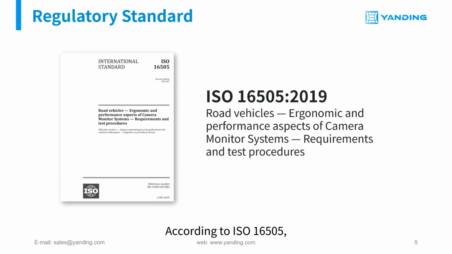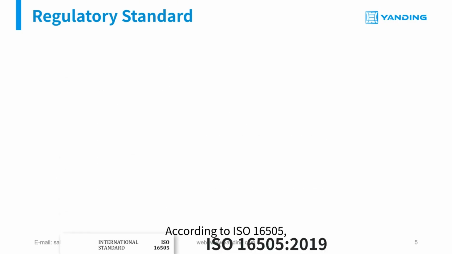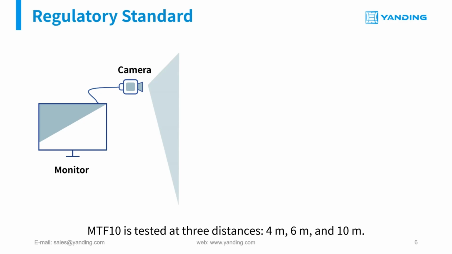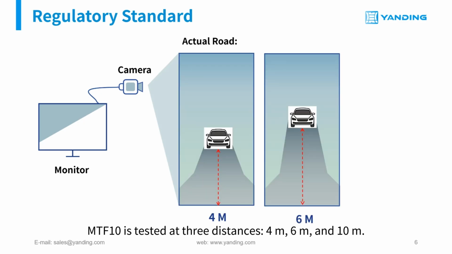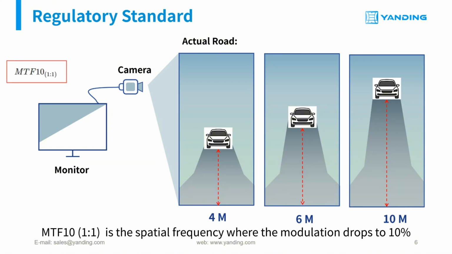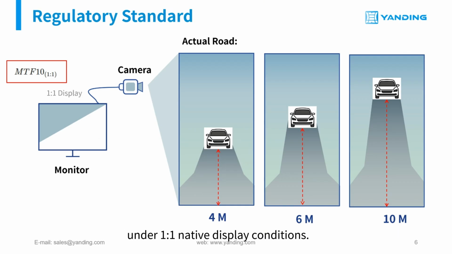According to ISO 16505, MTF10 is tested at 3 distances: 4 meters, 6 meters, and 10 meters. MTF10 1:1 is the spatial frequency where the modulation drops to 10%, under 1:1 native display conditions. The standard defines 10 meters as the far reference, 6 meters as mid-range, and 4 meters as near-range.